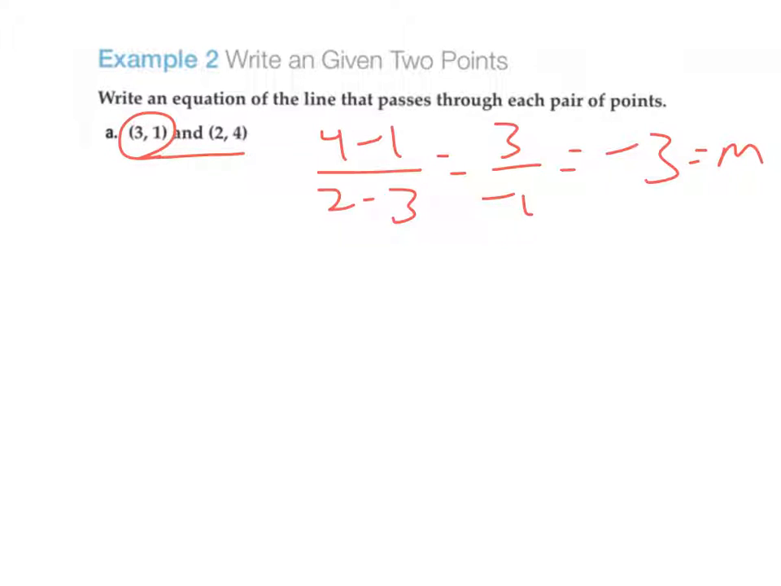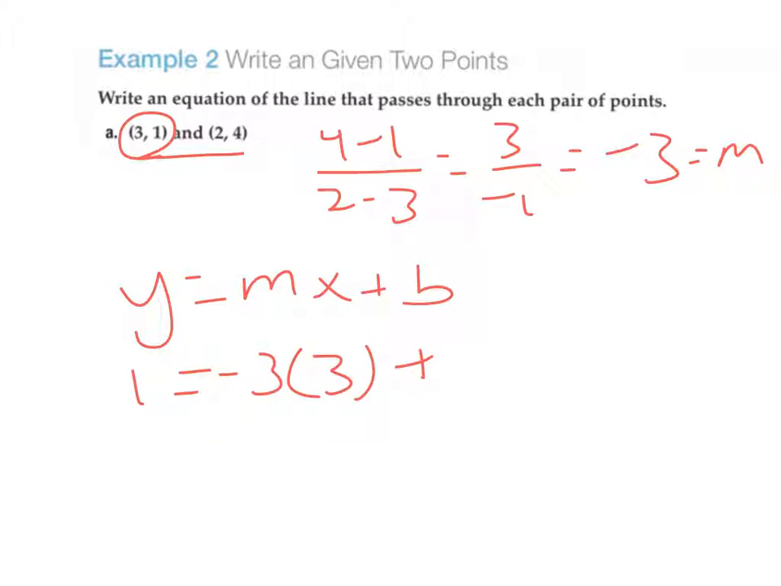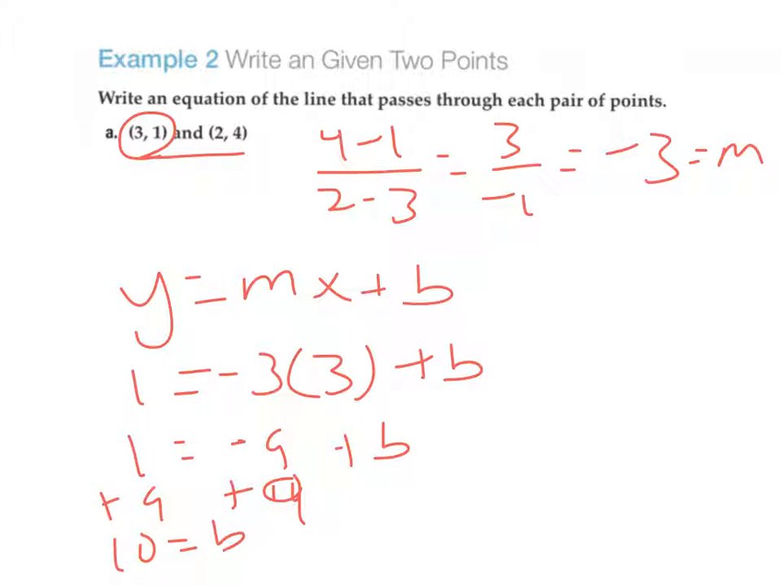So if I put back my equation, there's my equation, and I put 3 in for x and 1 in for y. 1, I know my slope's a negative 3, my x is 3 plus b. I can then solve, it's a negative 9, by adding 9 to both sides, and I get my answer is 10 for b. So once I know my slope, I now can go back to my equation, and I go y equals negative 3x plus 10.